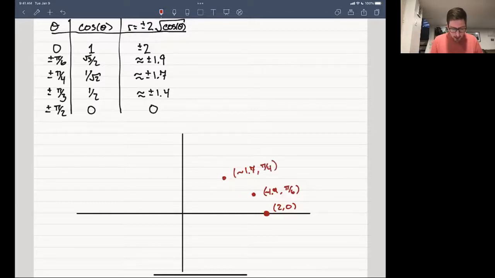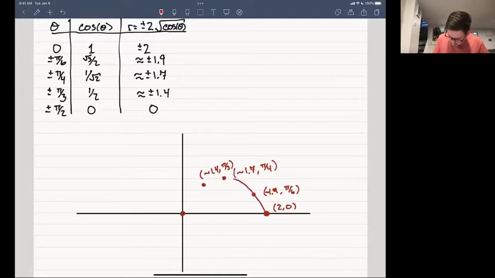And then we've got pi over 3. That's somewhere around here, and our distance from the origin is going down again. We've got approximately 1.4 here at pi over 3. And the last one is when you're pointing straight up at pi over 2, you are completely at the origin. What this is sweeping out, if you want to put in a few more terms, that's entirely up to you, is a nice half circle.